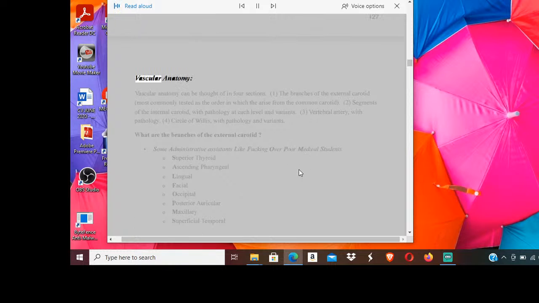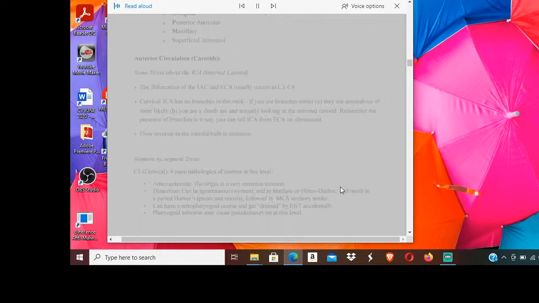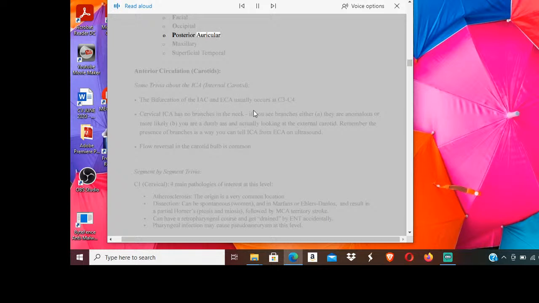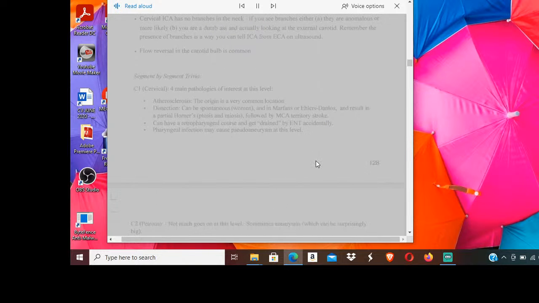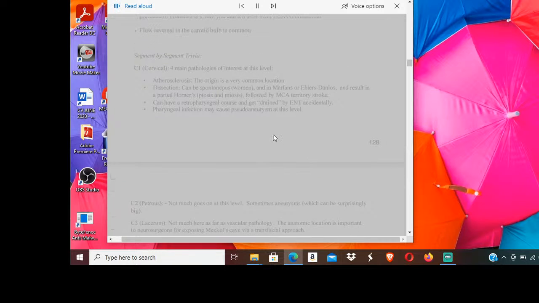127. Vascular anatomy. Vascular anatomy can be thought of as branches. External carotid: 0 facial, 0 occipital, 0 posterior auricular, 0 maxillary, 0 superficial temporal. Anterior circulation, carotids. Some trivia about the ICA, internal carotid. Presence of branches is a way you can tell ICA from ECA on ultrasound. Flow reversal in the carotid bulb is common. Segment by segment trivia, C1, cervical, formation.